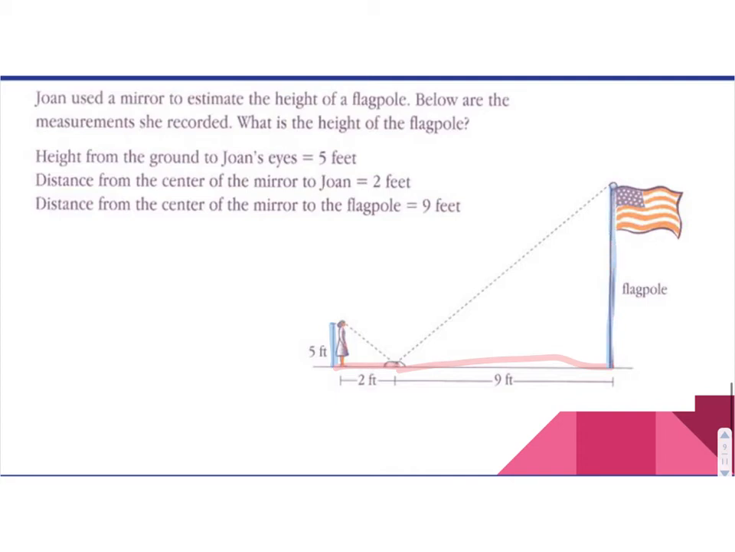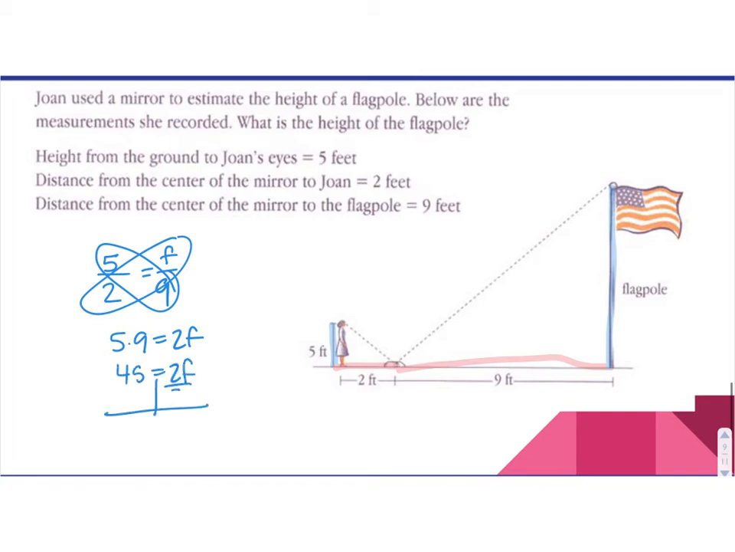And as you look at these, we have 2 similar triangles. All we're going to do is set up a proportion. So I can say Joan's height is 5, so 5 is to 2, as the flagpole, let's call it F, is to 9. All I need to do now is cross multiply. 5 times 9 equals 2 times F. 45 equals 2F. Set up a balance and divide both sides by 2. F equals 22.5 feet.